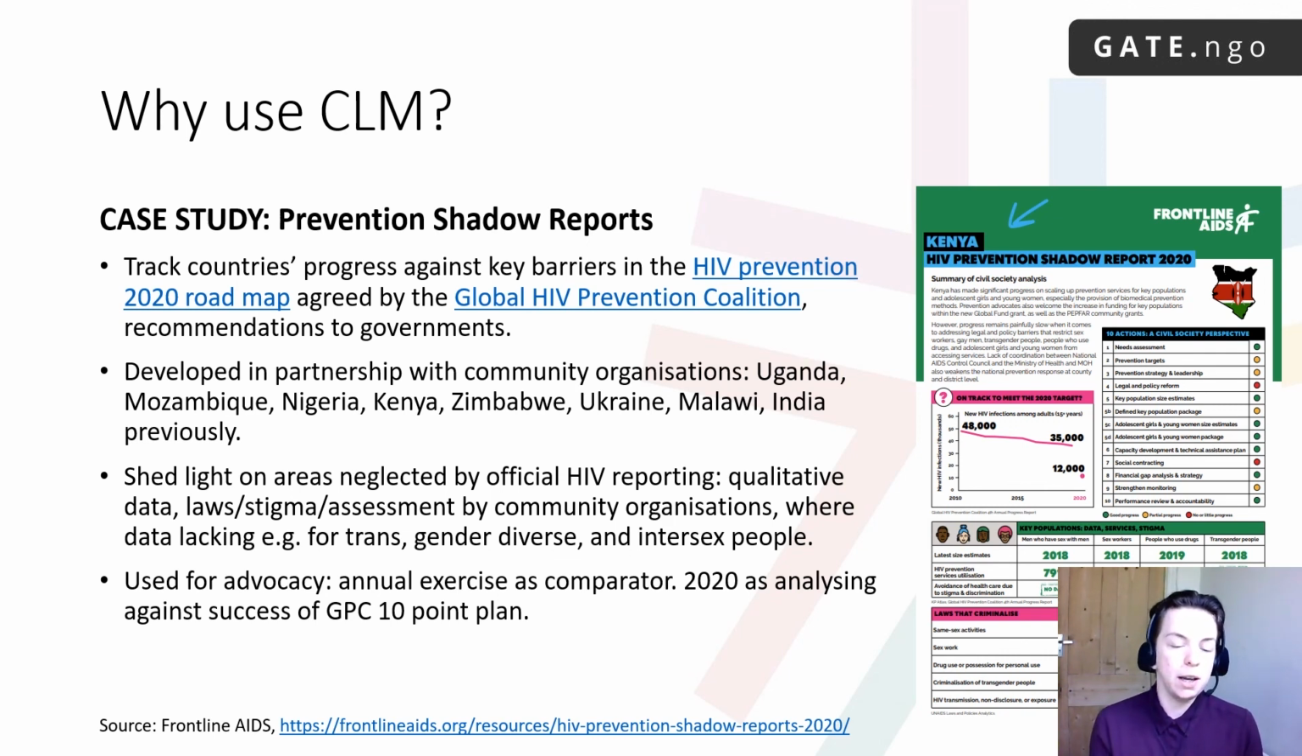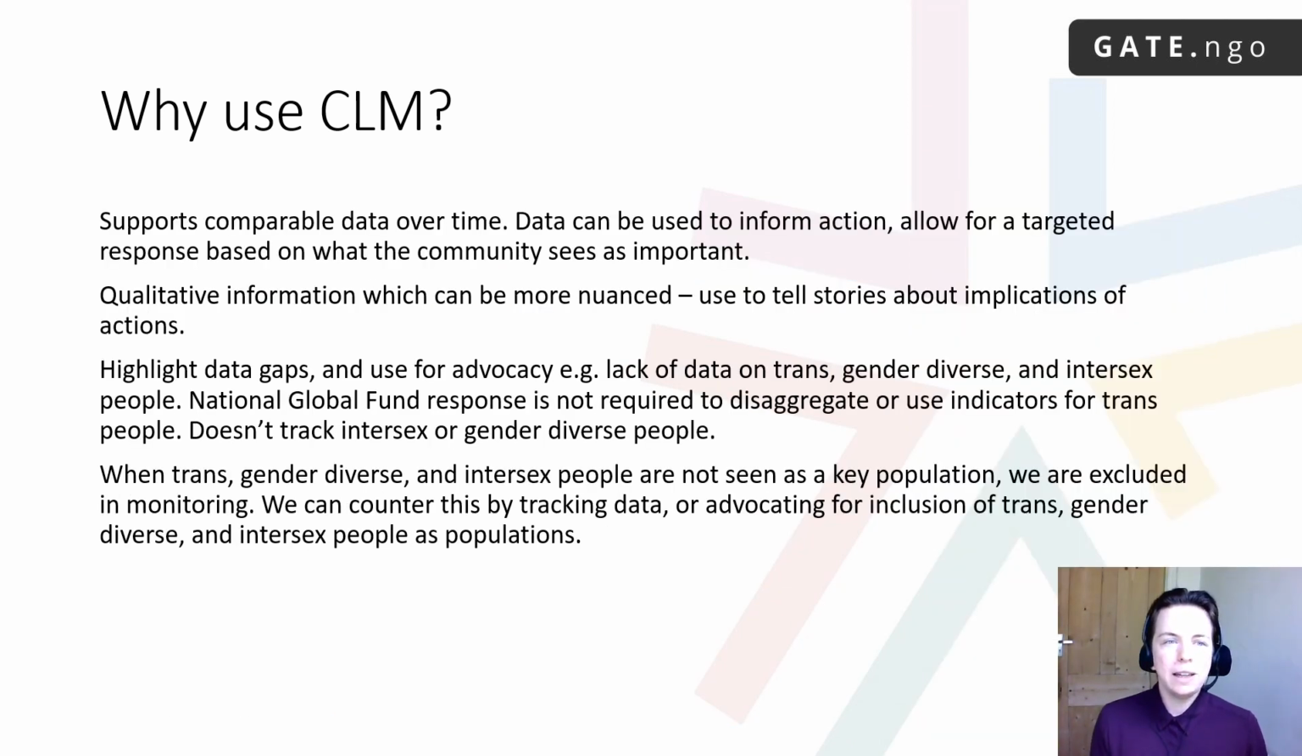It was an annual exercise, so there was comparison over time, year on year. And in 2020, it focused on analysing against the key 10-point plan of the Global Prevention Coalition and where gaps were still existing against the goals of the 2020 roadmap. More broadly, community-led monitoring supports comparable data over time, so it can be used to track changes.